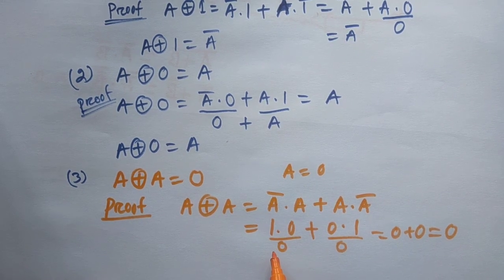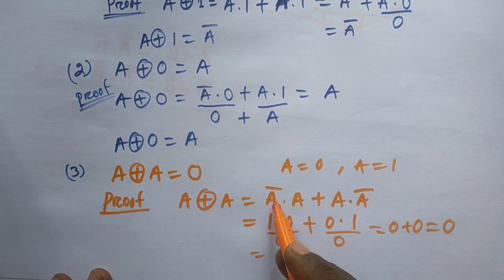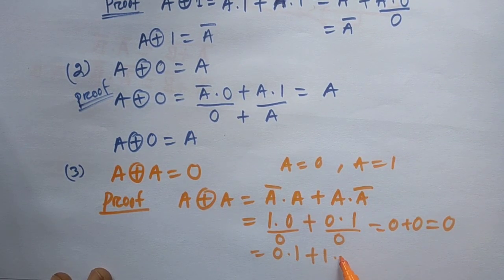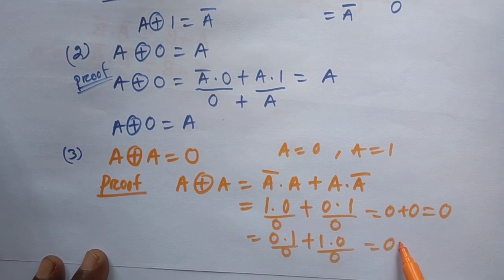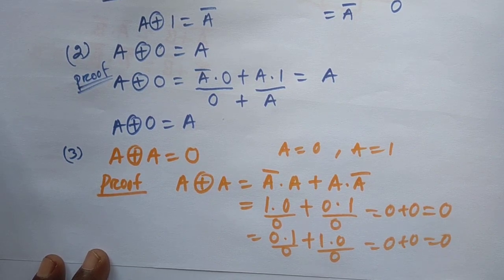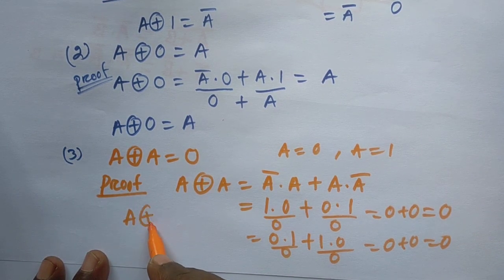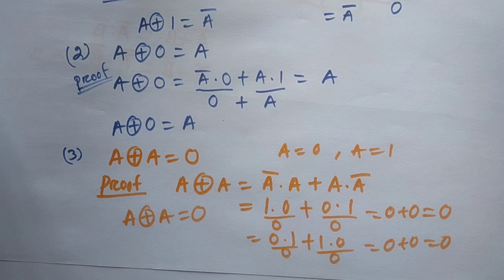Okay, this is one case. If a is 1, then what happens? A is 1 means a complement is 0. A complement is 0 times a is 1, plus a is 1 times a complement is 0. This will be 0 and this will be 0. So 0 plus 0 is equal to 0. So whatever the value of a, definitely a XOR with a will be 0. Okay. This is another operation we proved.